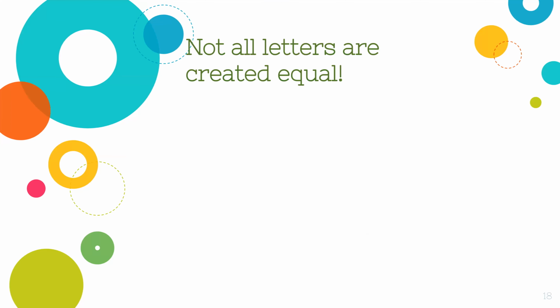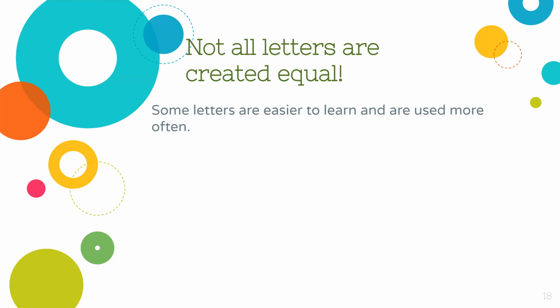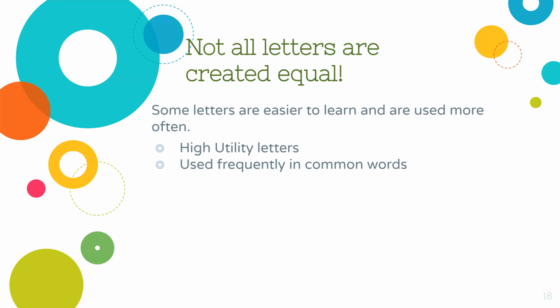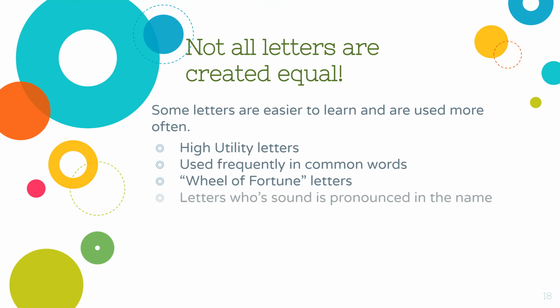Because not all letters are created equal. Some letters are easier to learn, are used more often, and children will retain these letters quicker. Letters that are easier to learn include high utility letters that appear in lots of common words in the English language. These are your Wheel of Fortune letters. I think of R, S, T, L, N, E. Those are all high frequency or high utility letters in the English language.